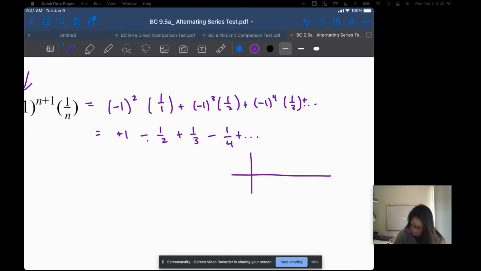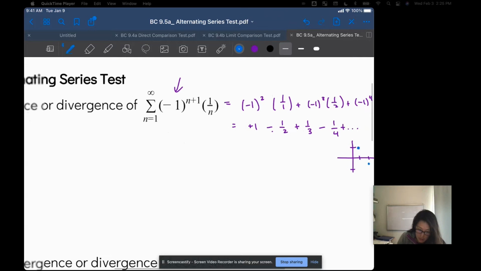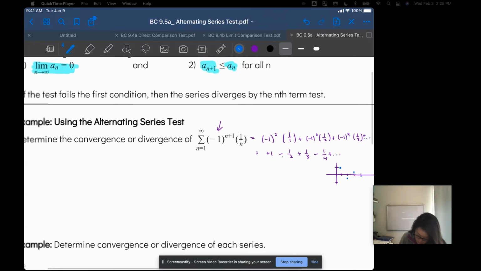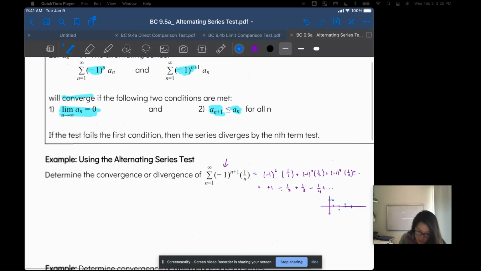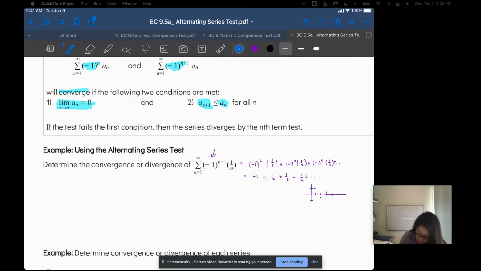So if I were just to graph this, the first term will give me a value of 1. The second term would be subtracting 1/2. The third term would be adding 1/3. The fourth term would be subtracting 1/4. So the negatives take away some of the area under the curve because it's negative. Okay. So what we're going to try, we know that the series alternates.